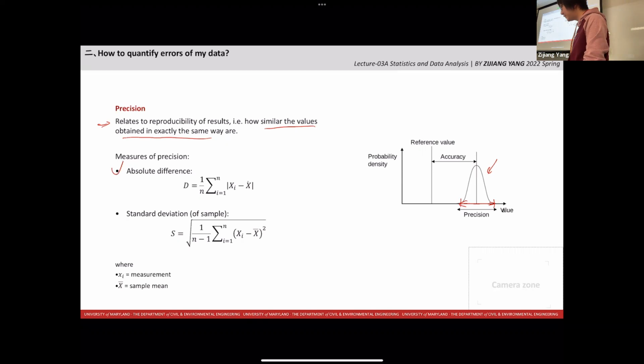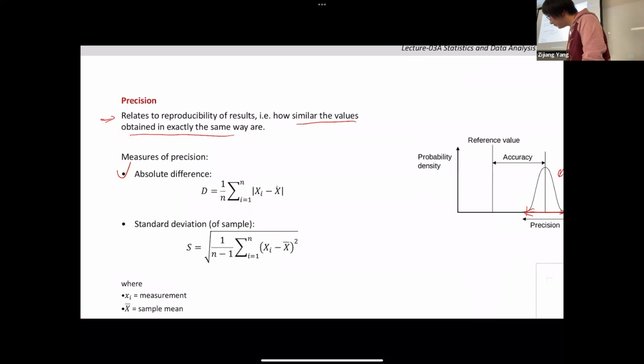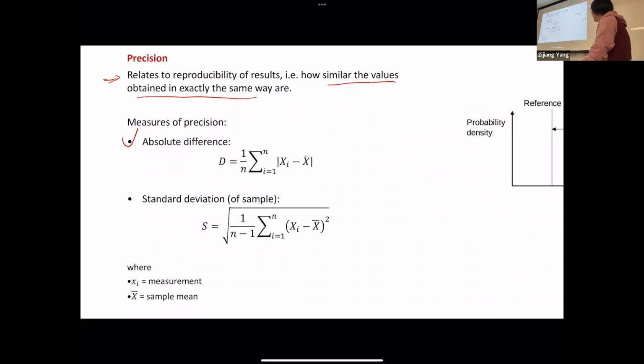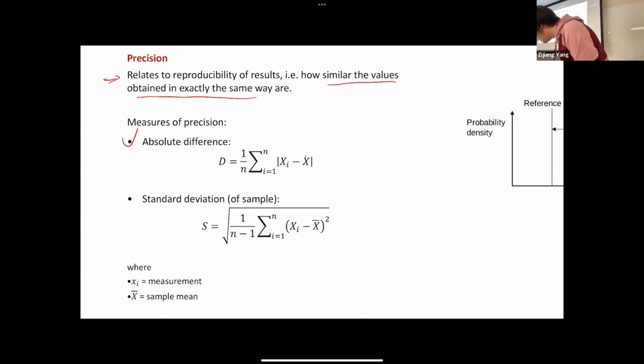And the first one is absolute difference. And the definition is like this. So here should be X bar. So we use our measurements minus the average. So in this case, we do not use the true value. It has nothing to do with the true value. We use our measurements minus the sample mean, and then we just take the average.